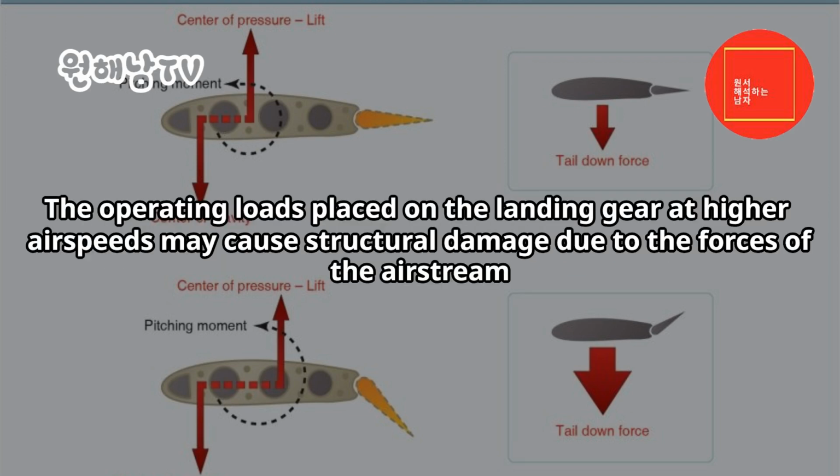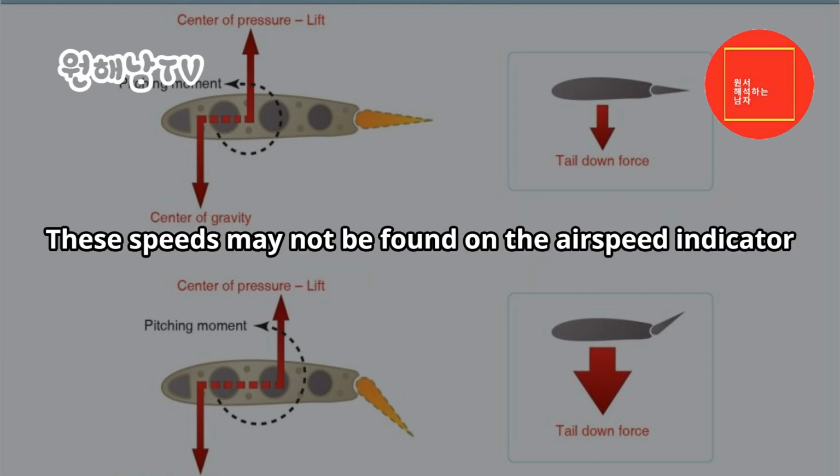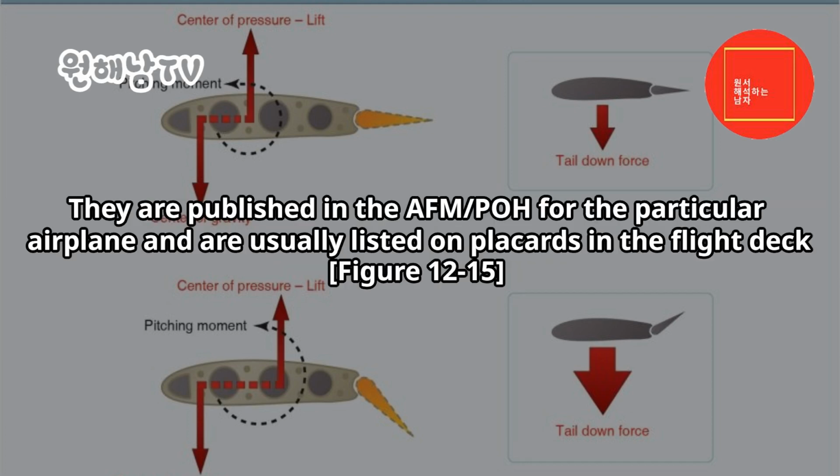Approach and landing. The operating loads placed on the landing gear at higher airspeeds may cause structural damage due to the forces of the airstream. Limiting speeds, therefore, are established for gear operation to protect the gear components from becoming overstressed during flight. These speeds may not be found on the airspeed indicator. They are published in the AFM/POH for the particular airplane and are usually listed on placards in the flight deck. Figure 12-15.